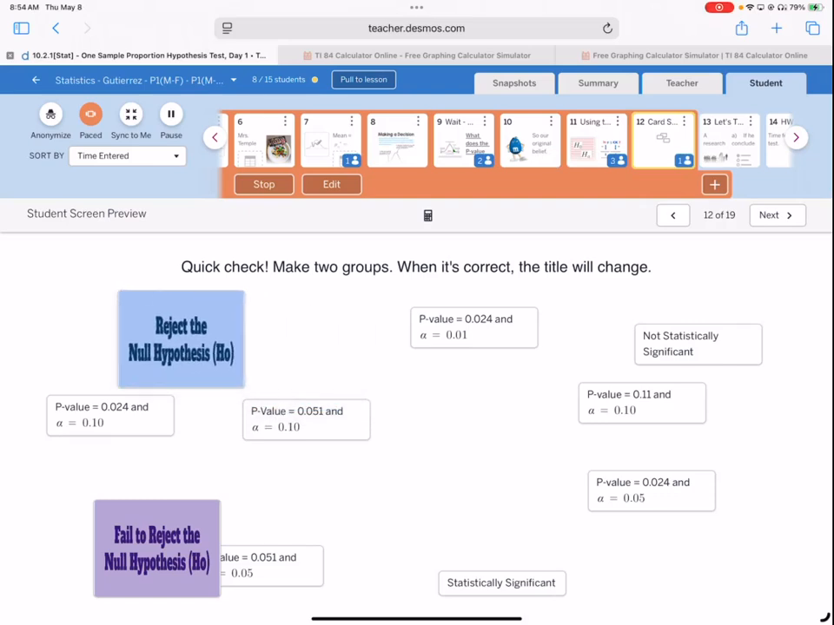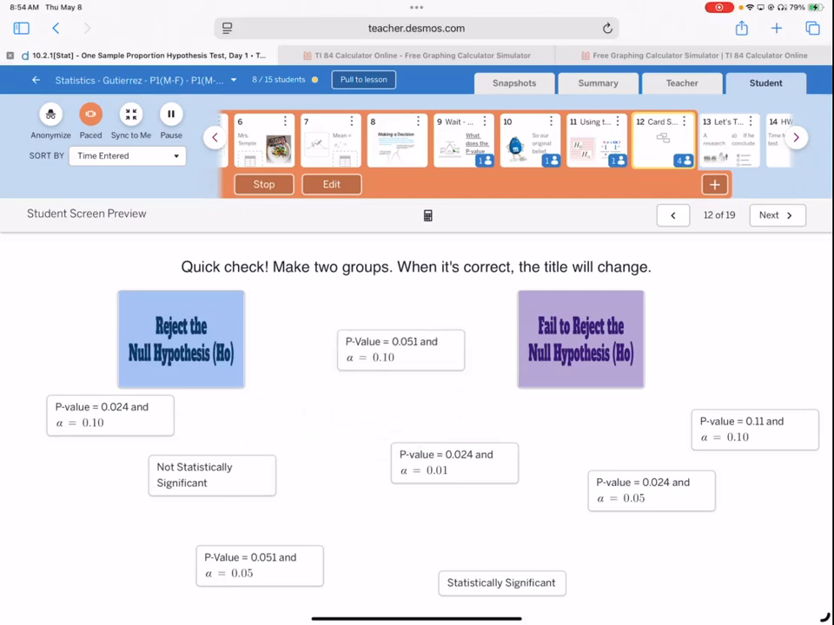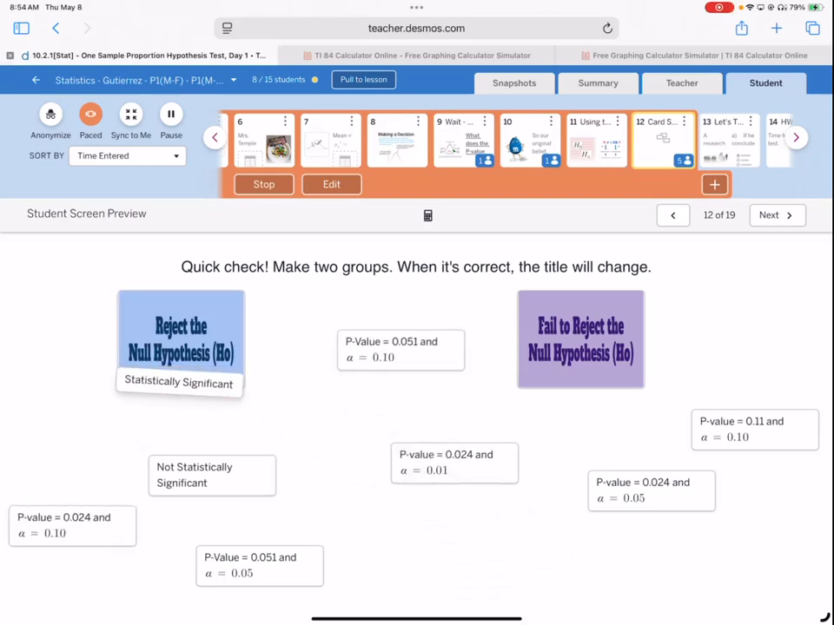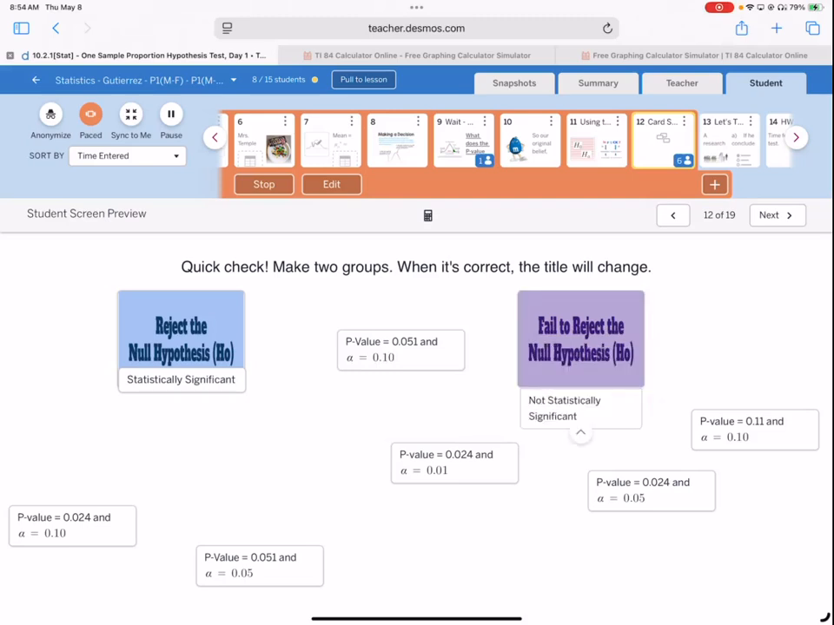All right, let's look at slide 11 together. When do we reject and when do we fail to reject? We reject when we find statistically significant evidence. And we fail to reject if it's not statistically significant. Does that make sense? So the p-value is 0.051. Is 0.051 less than 0.1? True or false? Yes, so we would reject.